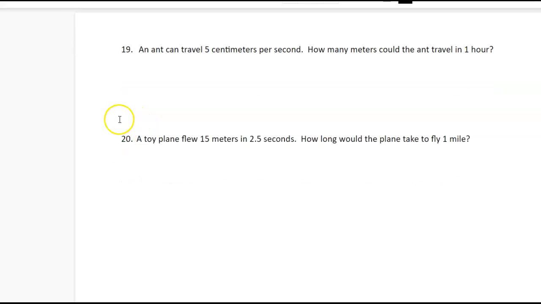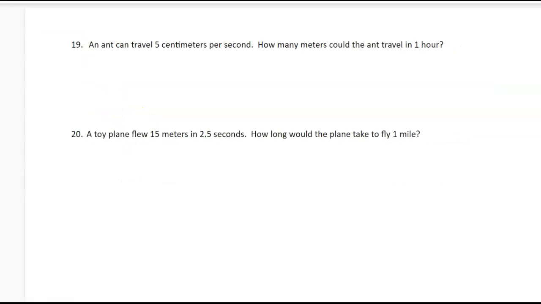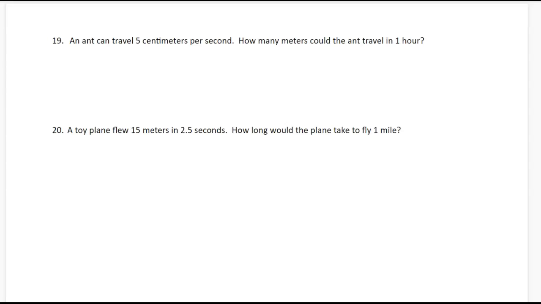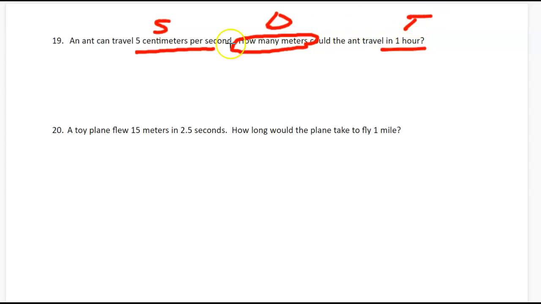Last 2 problems here. An ant can travel 5 centimeters per second, so that is a speed. How many meters? Okay, so they're asking for how many meters. That's asking for a distance. Can the ant travel in 1 hour? So it's a time. Again, we have speed equals distance over time, and we put our numbers in.